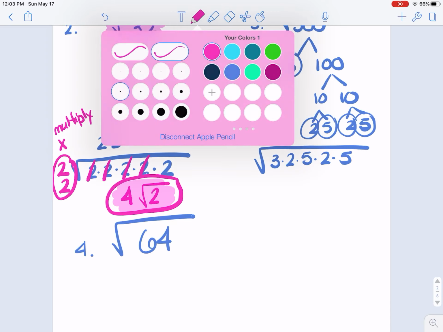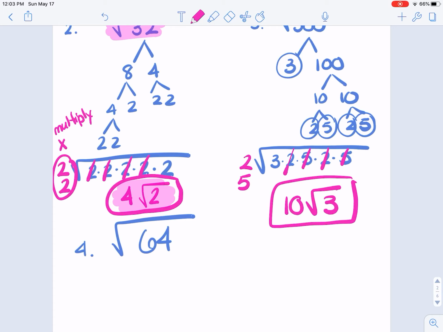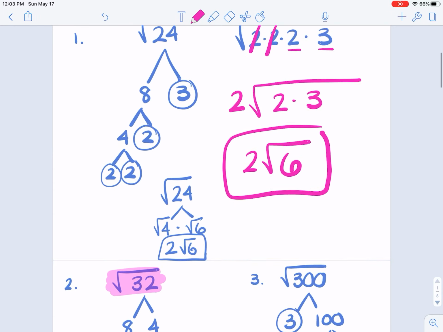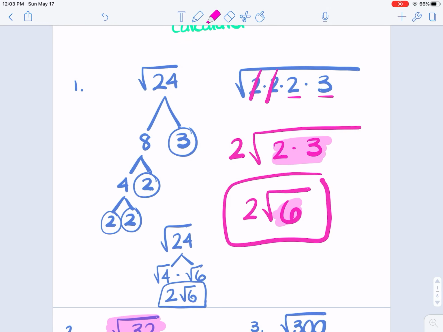So now, let's see, I got a 2 and I have a 5. So once again, what's on the outside, 2 times 5 is 10, and what's on the inside is just what's left over, which is a 3. If you have more than one number left on the inside, you multiply them, kind of like how I did right here. We multiply the 2 times 3 to get the 6.